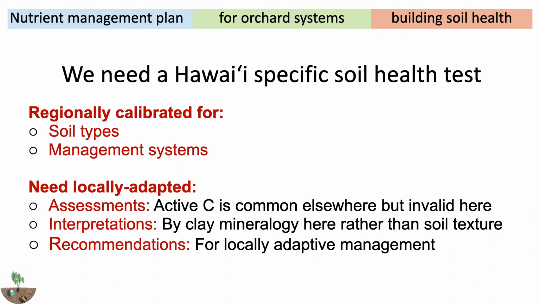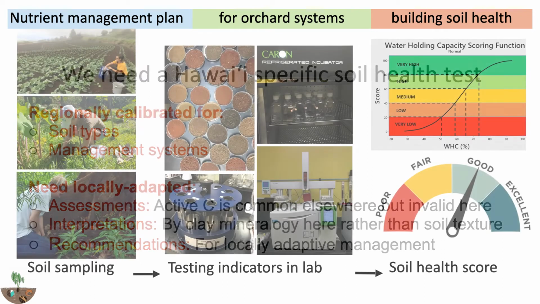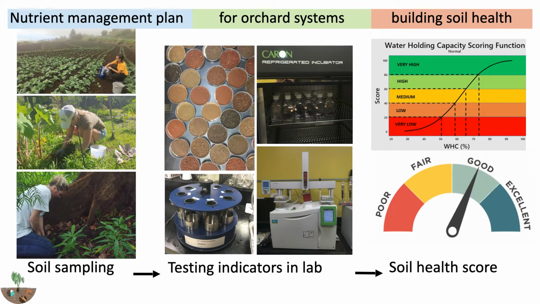And then recommendations. So we need it to be, again, locally adapted management. And just to give you a really brief background, the development is in terms of soil sampling, and then testing the indicators. There were 44 indicators tested. We selected 11 of those because we can't run all 44. We selected only the ones that were good for here. And then ultimately, we want to come up with a soil health score.